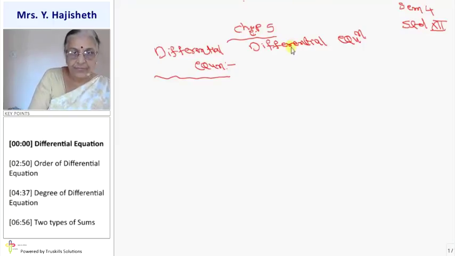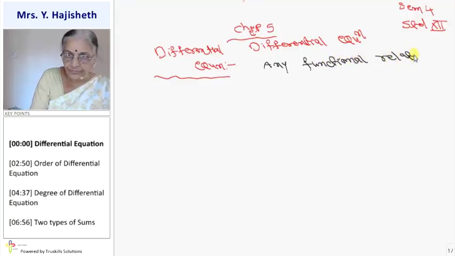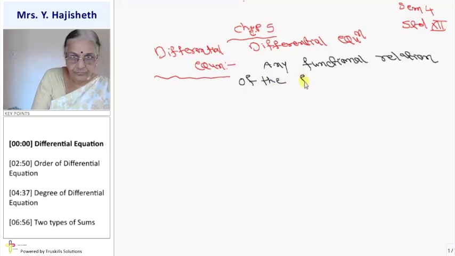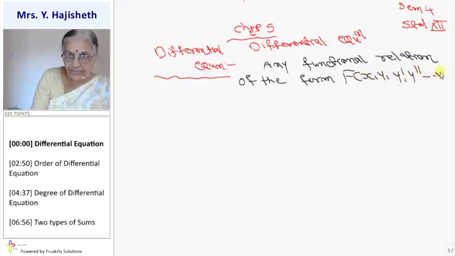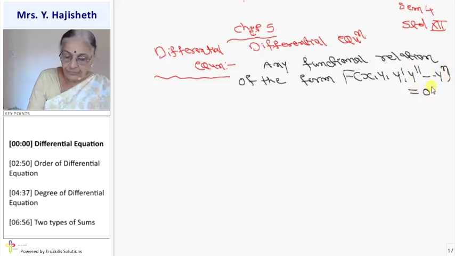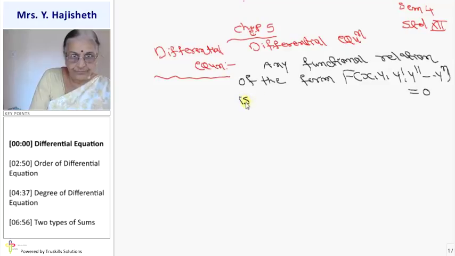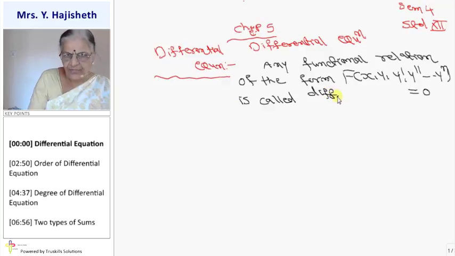A differential equation is any functional relation of the form f(x, y, y', y'', up to y^n) = 0. It is called a differential equation, in short form DE.